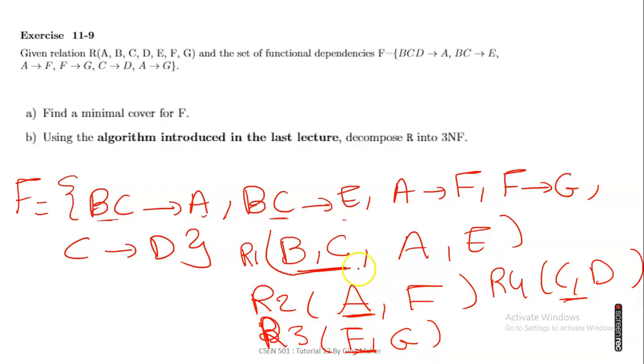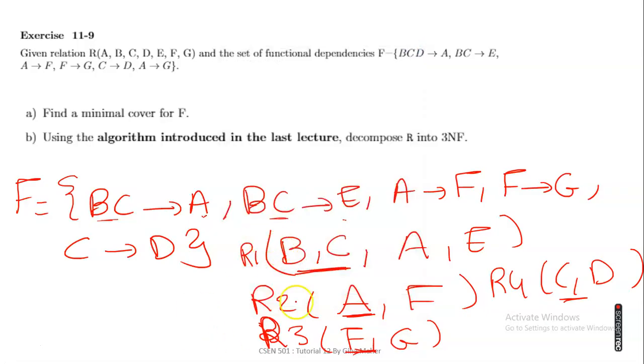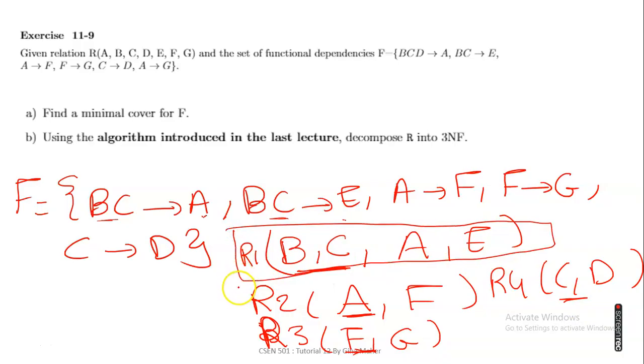Do we have a case where there are missing attributes? Actually, no. And we have a relation that consists of the primary key, which is in this case the BC, because from BC we can get all other attributes. From BC we can get A, from A we can get F, from F we can get G, and from C we can get D. So actually we have a relation which contains the primary key. So in this case, no need to make another relation, and the normalization will lead to these 4 relations.